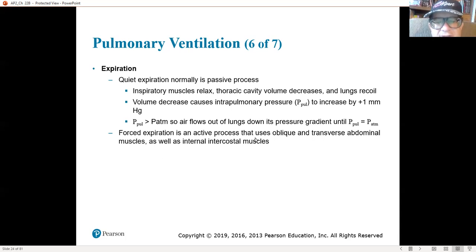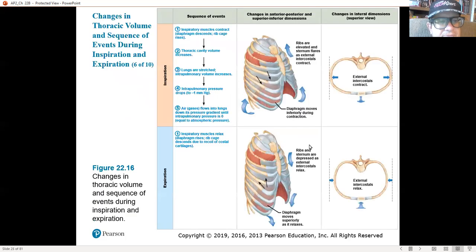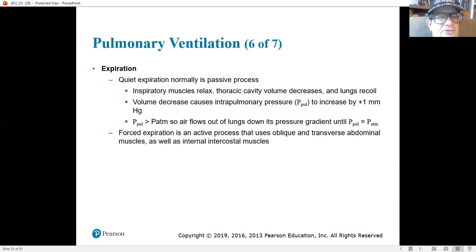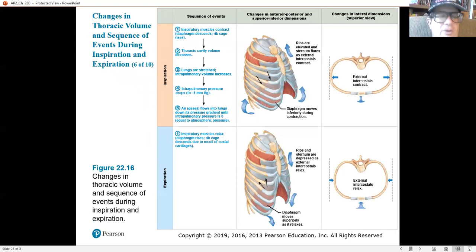The air always moves from an area of higher pressure to an area of lower pressure if we let it. Forced expiration is an active process that uses the oblique muscles, the transverse abdominal muscles, and the internal intercostal muscles. So exhaling is normally passive, but if we're doing active, we're using energy, we recruit a bunch of other muscles that are not normally part of the breathing process. But that allows us to move air more quickly, move air further.